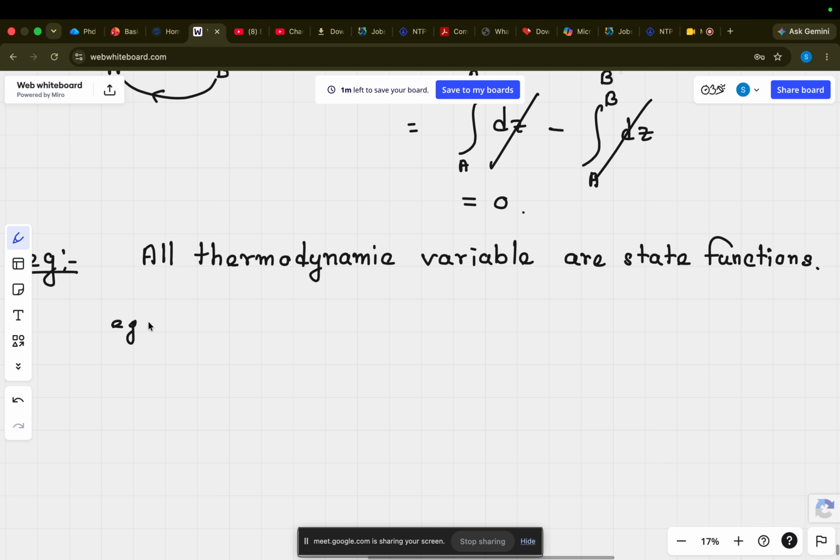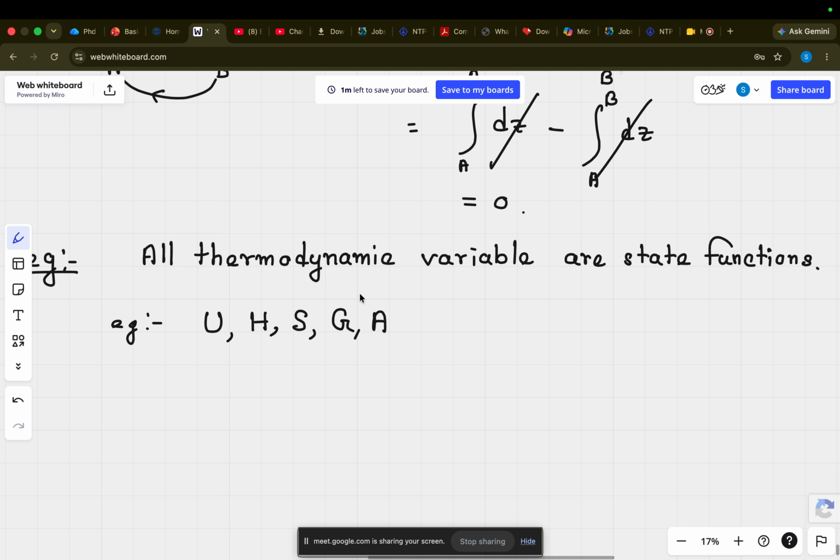So for example, what are the examples we have? This is your internal energy. Enthalpy is represented by H, entropy is represented by S, Gibbs free energy is represented by G, and Helmholtz energy is represented by A. So that you will know later, but keep in mind all the thermodynamic variables or properties we have are actually state functions. So Gibbs free energy, enthalpy, internal energy, entropy, and Helmholtz energy, these are all your state functions.